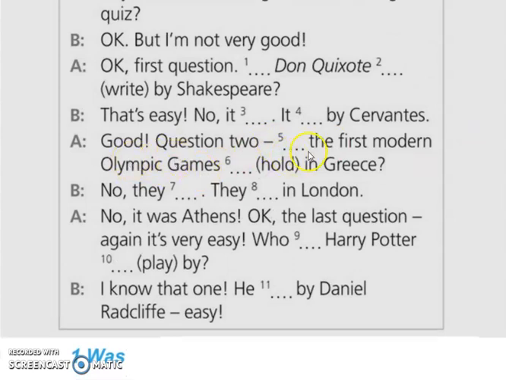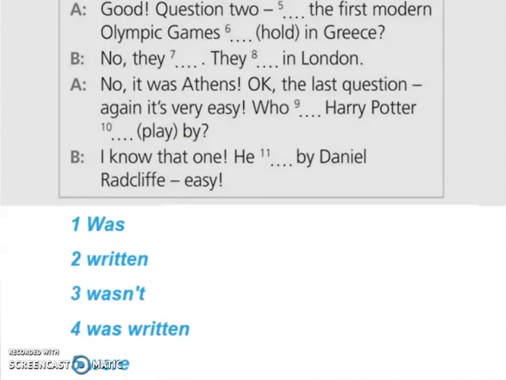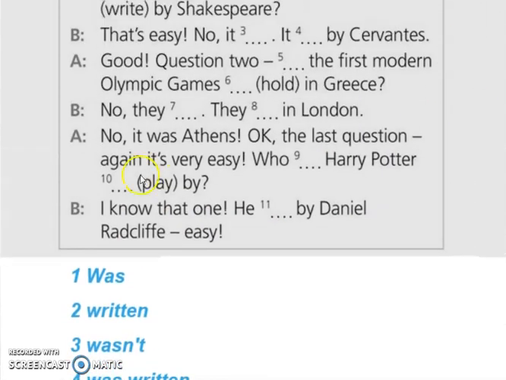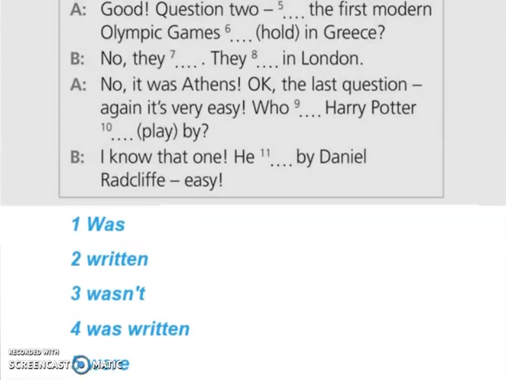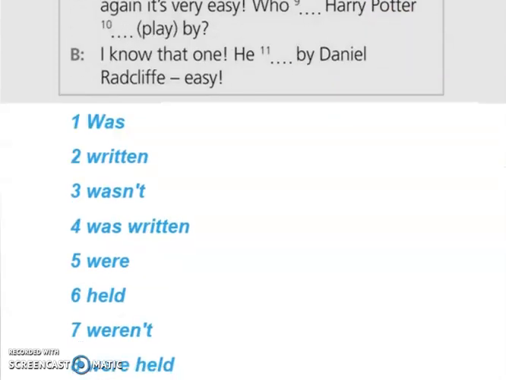Question 2. Was the first modern Olympic Games or were the first modern Olympic Games held in Greece? Held is the past participle of hold. So were and held in Greece? No, they weren't. They were held in London. No, it was Athens. Okay, the last question again, it's very easy. Who was Harry Potter played by? He was played by Daniel Radcliffe.